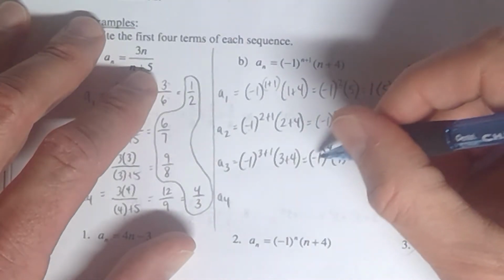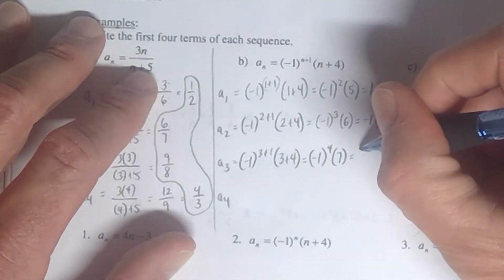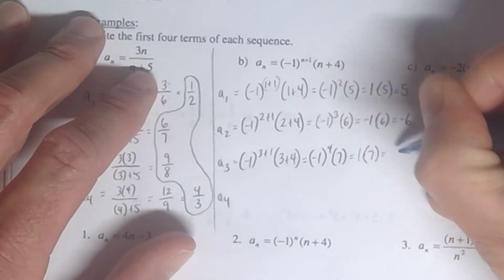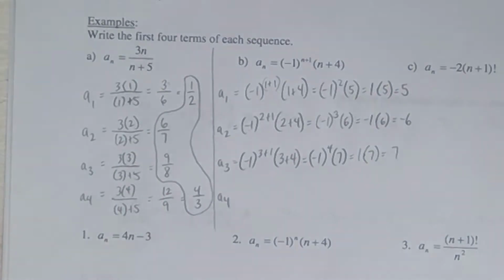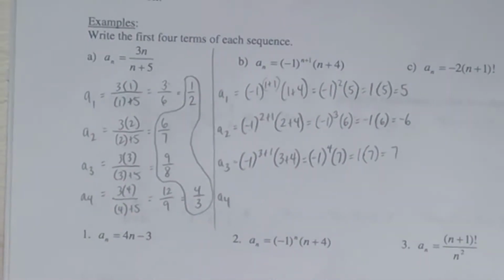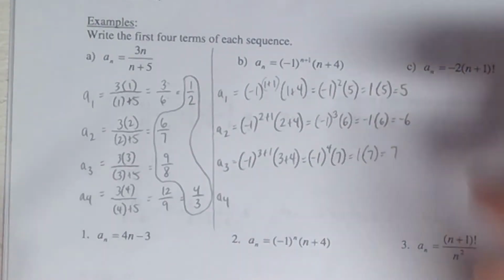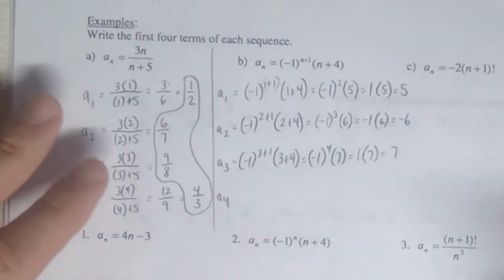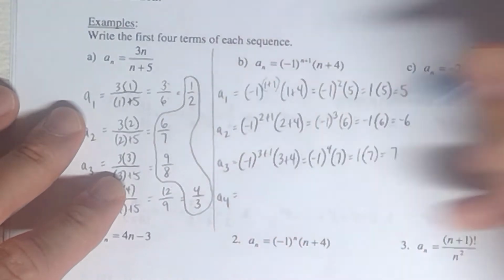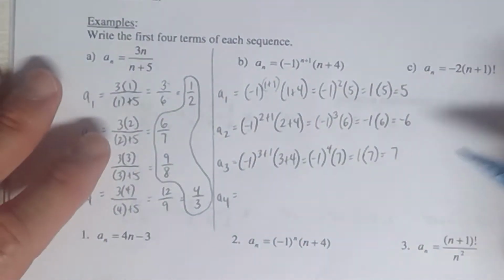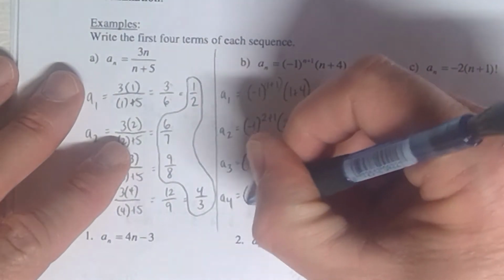Okay, and then negative 1 to the fourth power is 1. 1 times 7 is 7. What do you think the next term is, just based on the pattern that's developing here? 5, negative 6, 7. I would think that it would be negative 8, because the number itself keeps on increasing by 1, but the signs seem to be alternating here. Let's find out if that's really true or not.